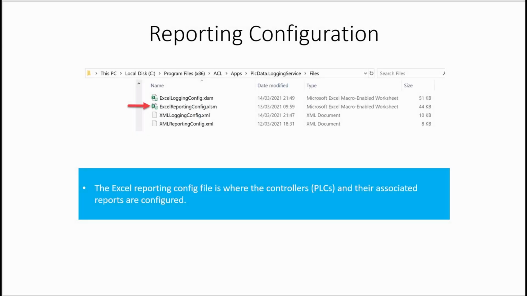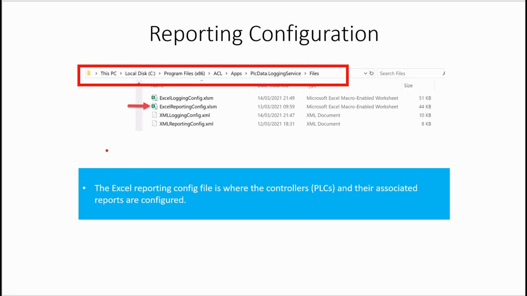Once installed, the Excel reporting configuration file can be found in the installation directory, normally by default in C, Program Files (x86), ACL, Apps, PLC Data, login service files. The Excel reporting file is where the controllers and their associated tags to report on are configured.